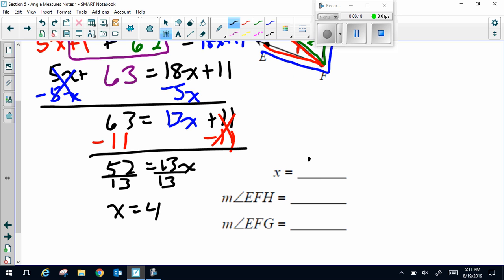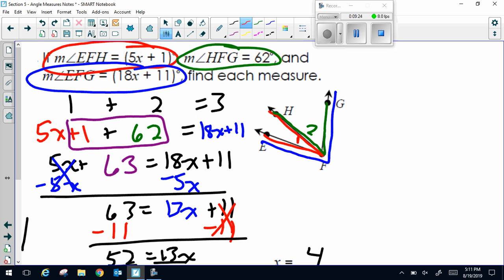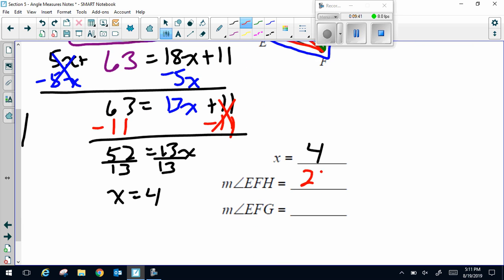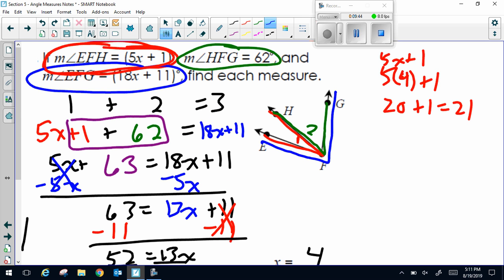So we found x. Okay, but then they want me to find EFH. So go back up here. Remember, EFH is this one right here. So EFH is 5x plus 1, which means we've got to replace x with 4. So that's 21. And E to F to G, that's the big one. So they tell me that's 18x plus 11. So it's 18 times 4 plus 11. So 18 times 4 is 72 plus 11 gives me 83.